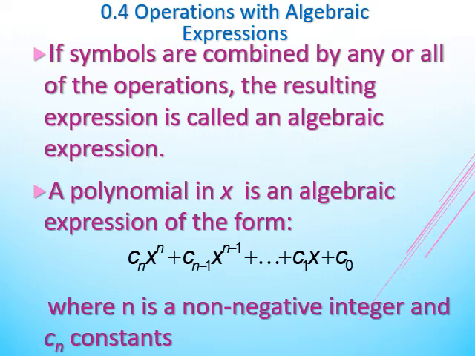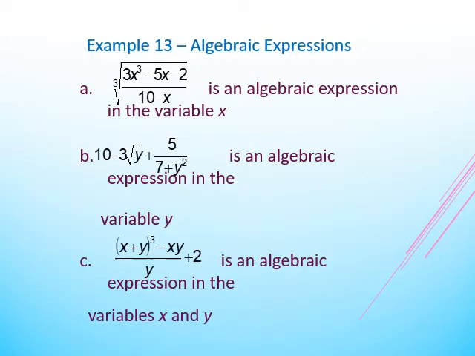If symbols are combined by any or all of the operations, the resulting expression is called an algebraic expression. A polynomial in x is an algebraic expression of the form like this, where x is the variable, n is a non-negative integer, and cn is a constant.